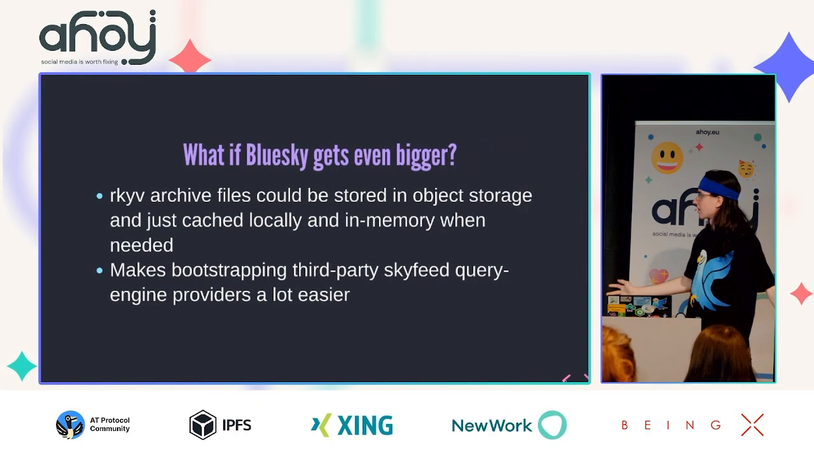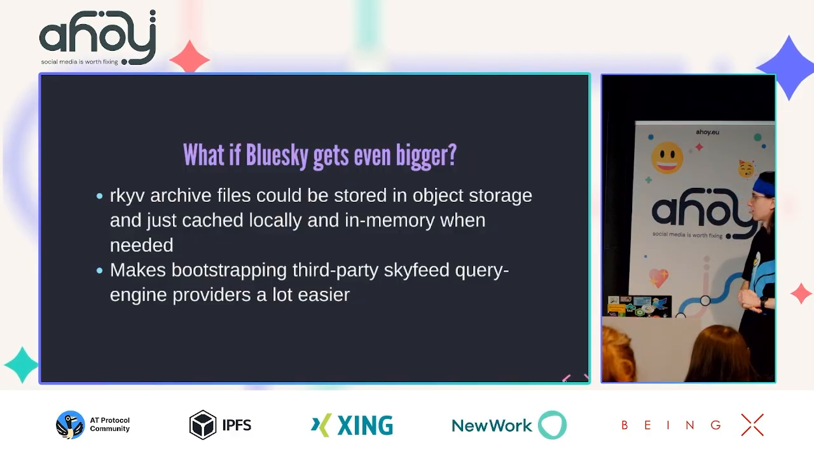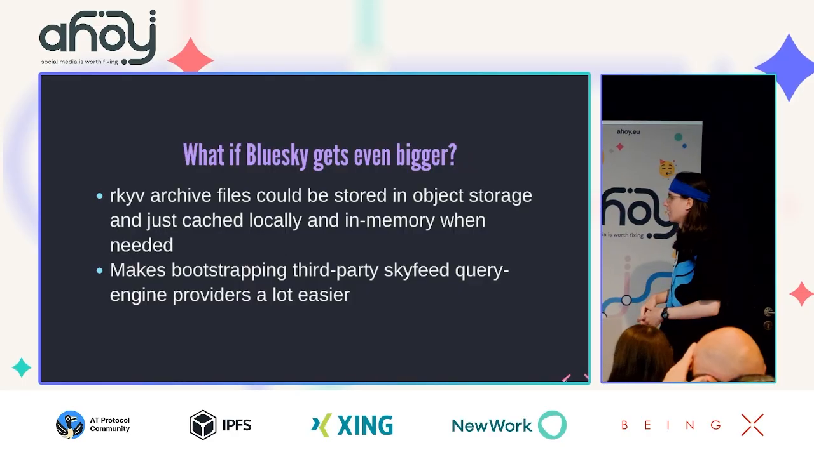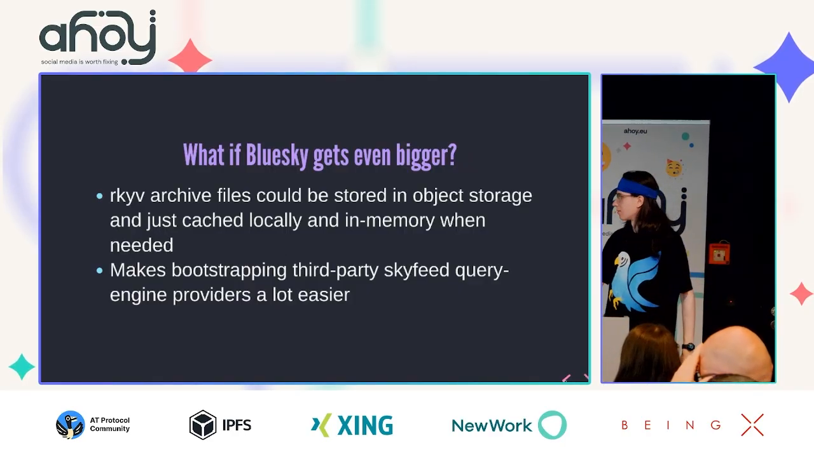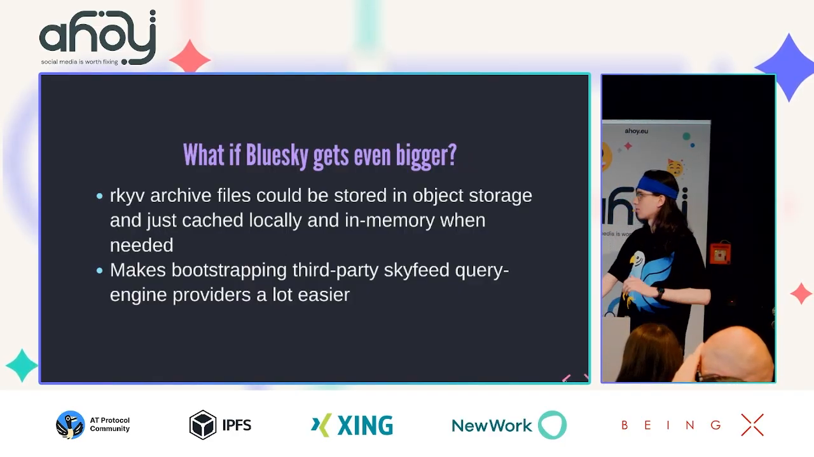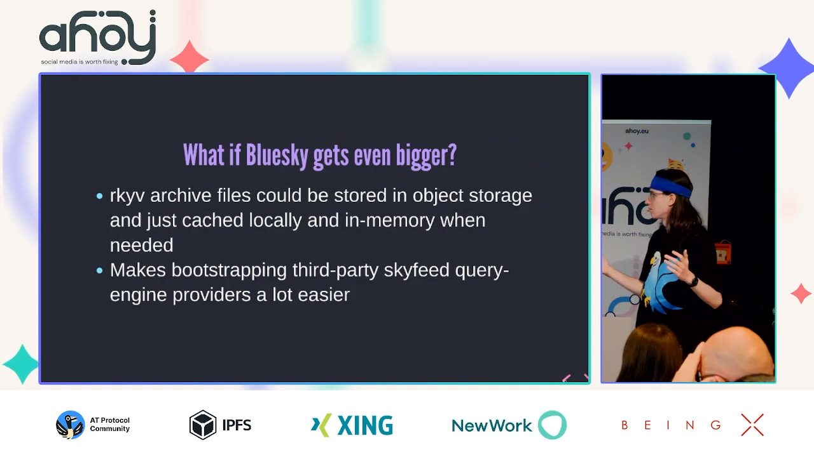Yeah, so what if Bluesky is even bigger? The fun part about this architecture is that the archive files could just be stored in object storage instead and scale infinitely, so I don't need to keep adding SSDs to my very expensive Hetzner servers. And instead just cache the most recent ones locally and in memory, so that the most frequently accessed data is still very quick. But if you want to access a very old post, for example for your feed, then it needs to be fetched from object storage, which is still fine.